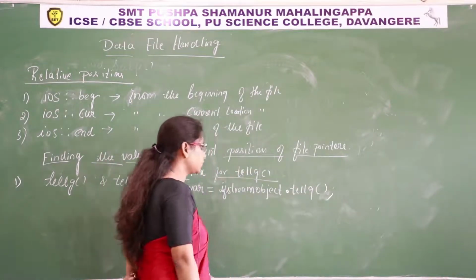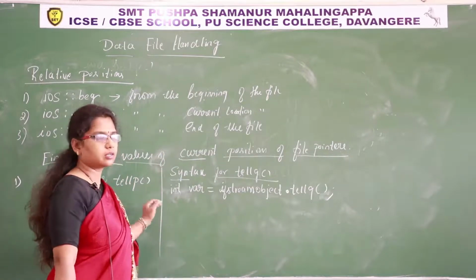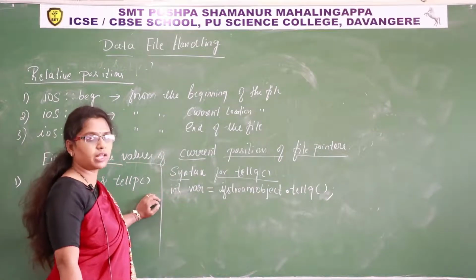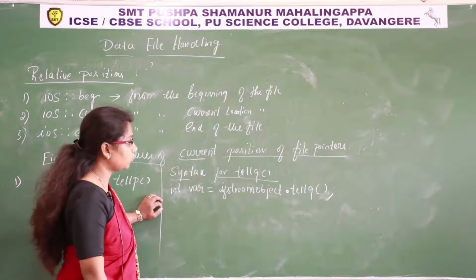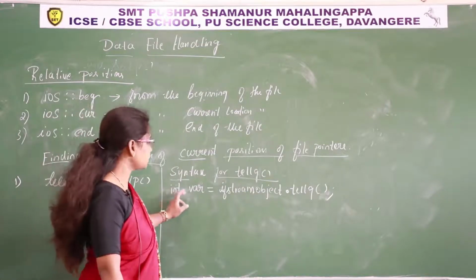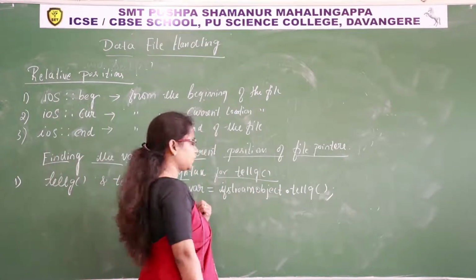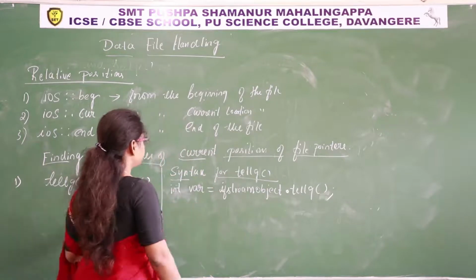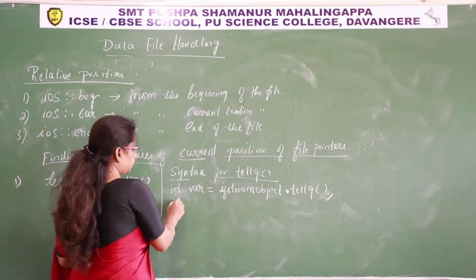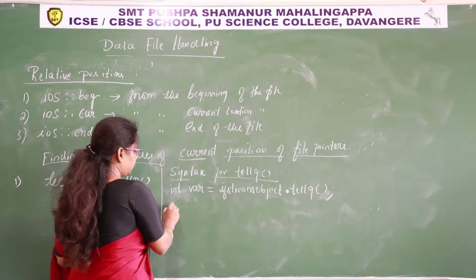So what type of function is it? We discussed different types of functions: with argument, with return type, no argument, no return type. So this is no argument with return value. Now the example, later I'll discuss the example.